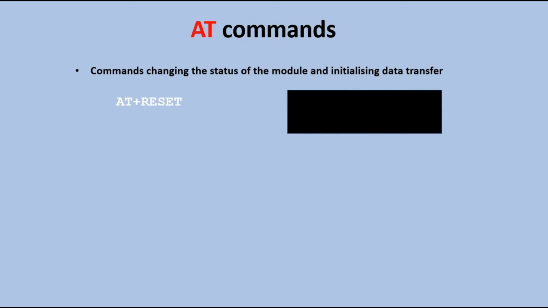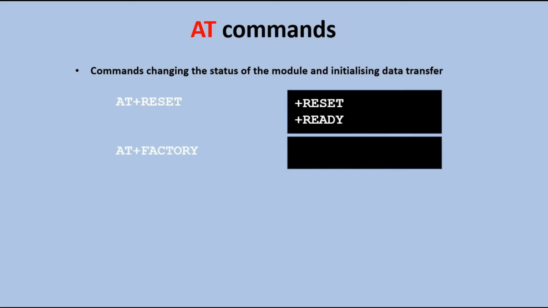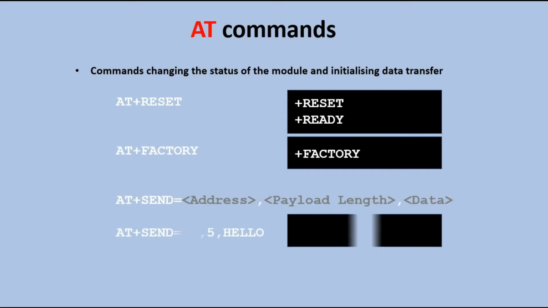The last group of commands change the status of LoRa module or initiate transmission. So we have reset command, reverting back to factory defaults command, and finally send command to initiate the transfer. To send data, we have to provide the address of the target LoRa module, data length, and then the actual data we want to send. In this example, we are sending text hello, consisting of 5 characters, to the LoRa module that has the address 50.